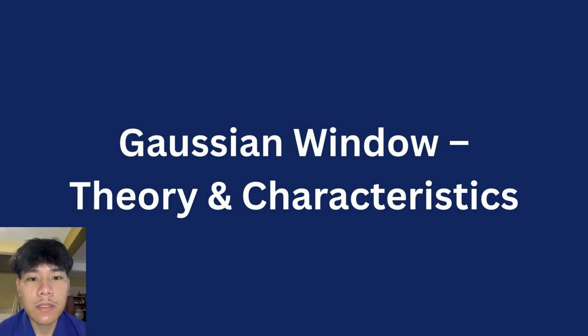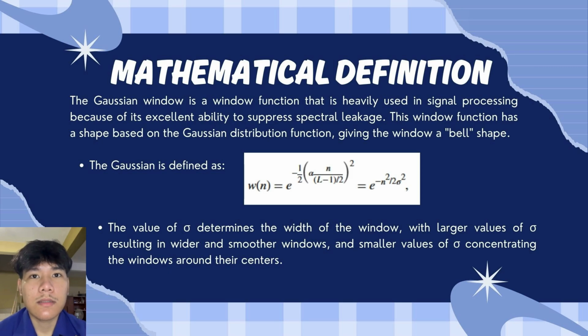So now I'm going to present about Gaussian window, theory and characteristic. In mathematical definition, the Gaussian window is a window function that is heavily used in signal processing because of its excellent ability to suppress spectral leakage. This window function has a shape based on the Gaussian distribution function, giving the window a bell shape. As you can see, the Gaussian window is defined. So the value of omega determines the width of the window, with larger values resulting in wider and smoother windows, and smaller values of omega concentrating the window around its center.